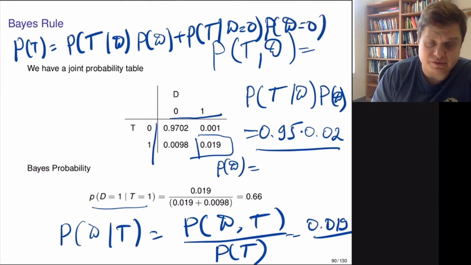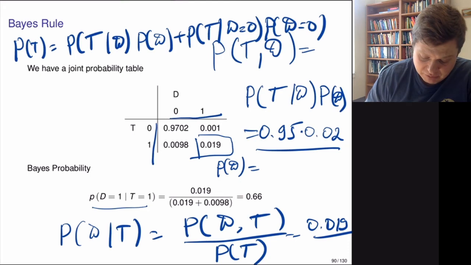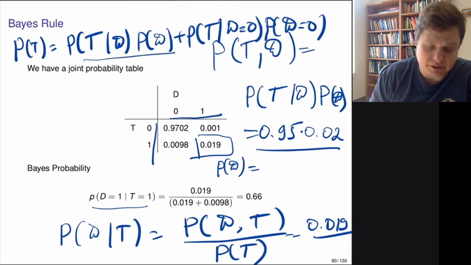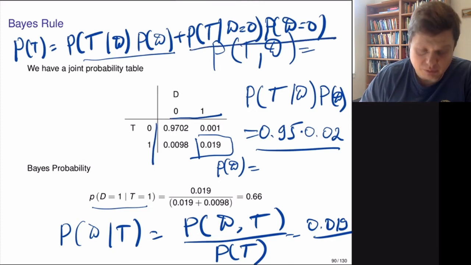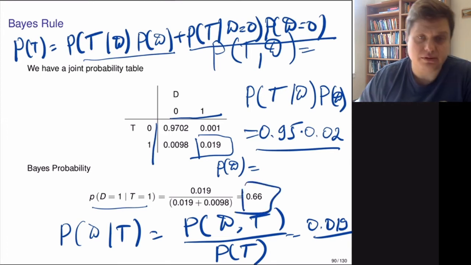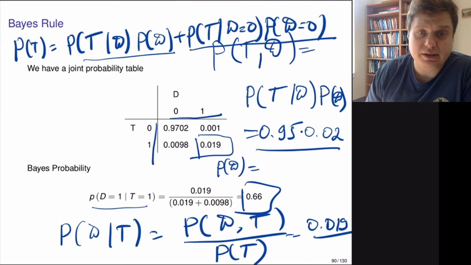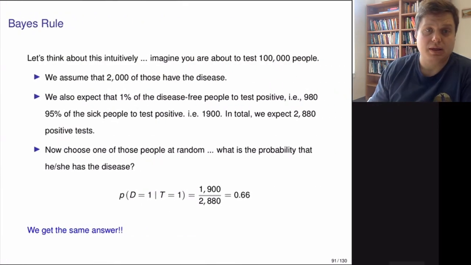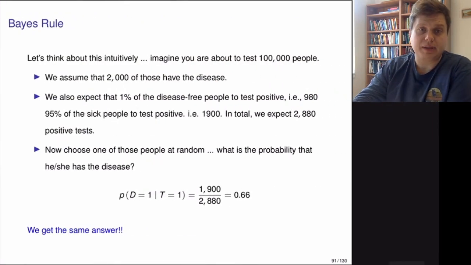So we have those values from the formulation of the problem. If you calculate it out, the first one, we calculated already, 0.019. This one is 0.0098. Then you add them up, and when you divide, you get 0.66. So if you get a positive test, then the probability is 66% that you actually have a disease.